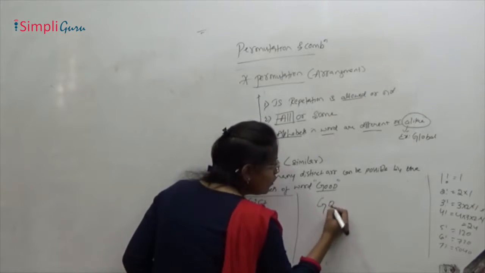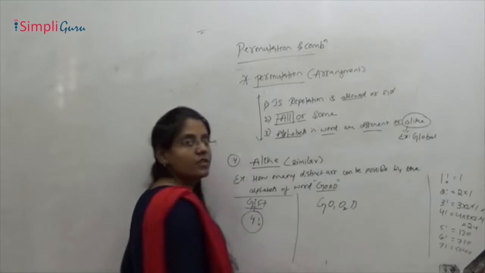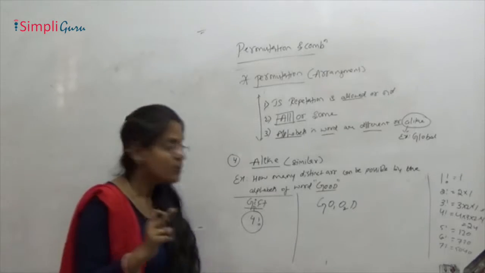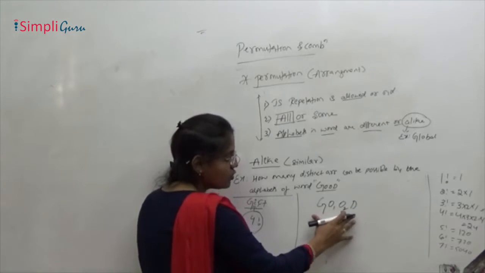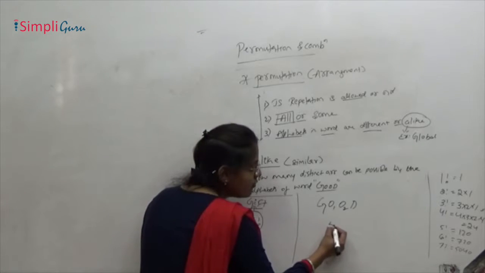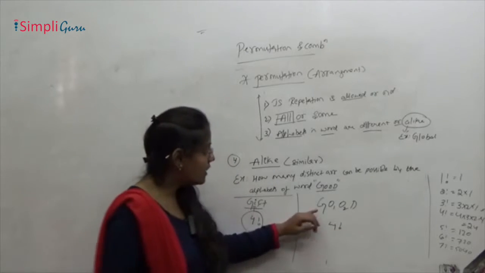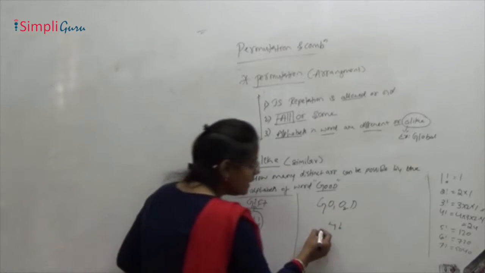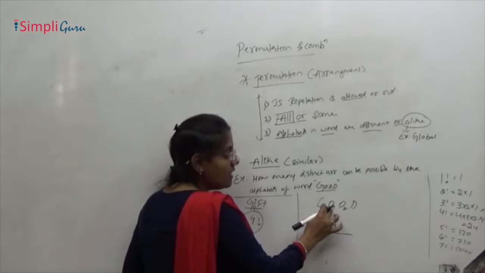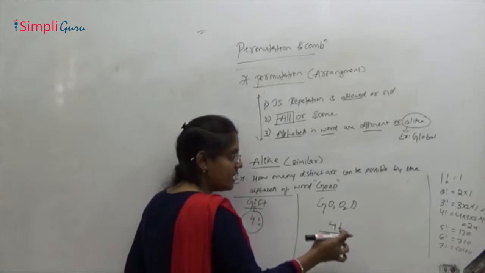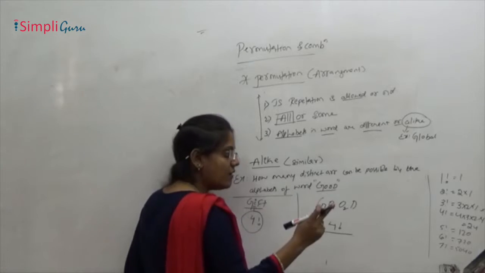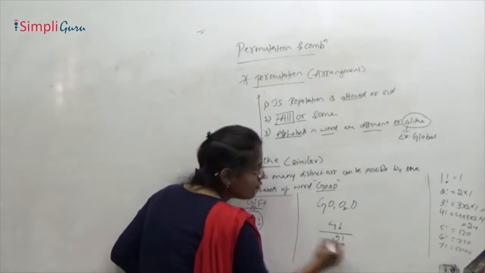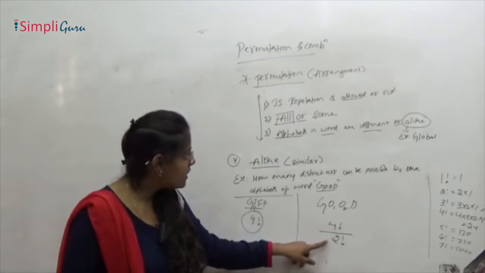See here, G, O1, O2 and D. I will have 2 O's in the word good. So how do we solve it? First take 4 factorial, the total number of alphabets: 1, 2, 3, 4. It is divided by the number of times an alphabet is repeating. Only one alphabet is there, but it is repeating 2 times. That's why take it as 2 factorial: 4 factorial divided by 2 factorial.